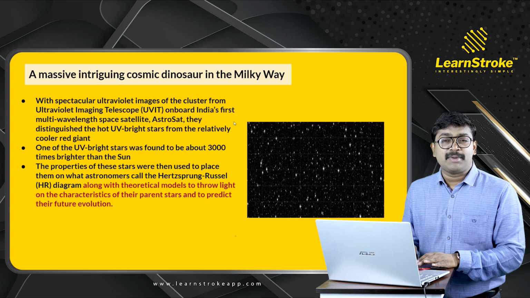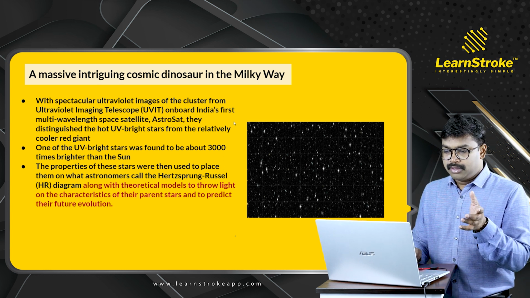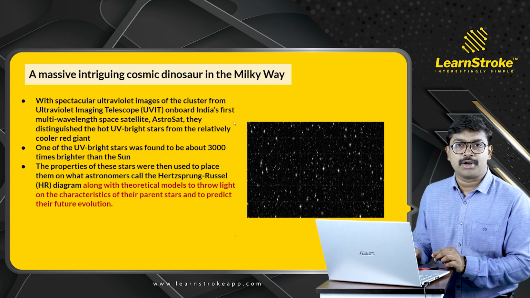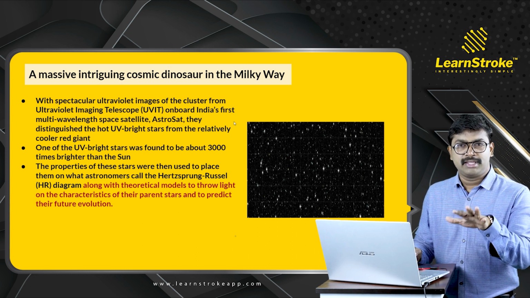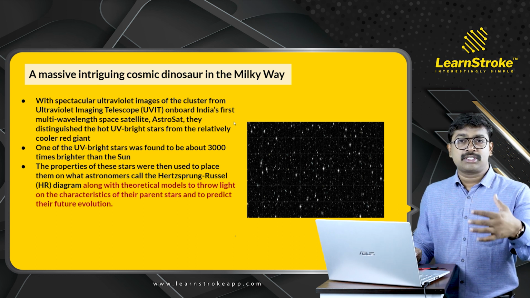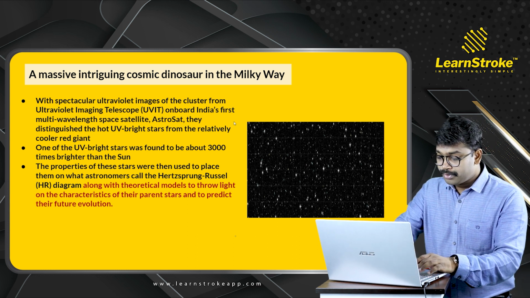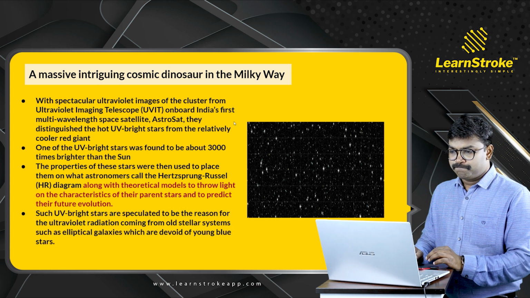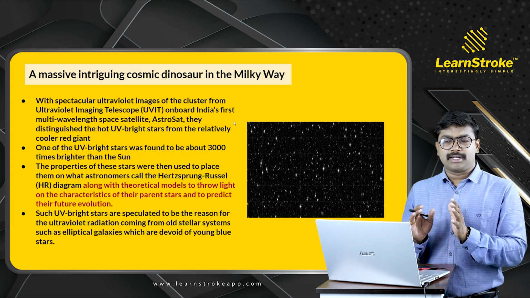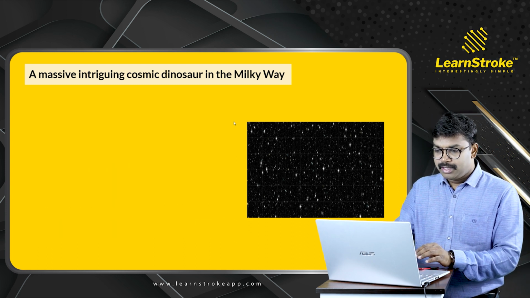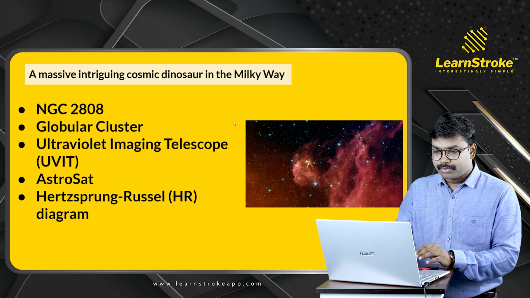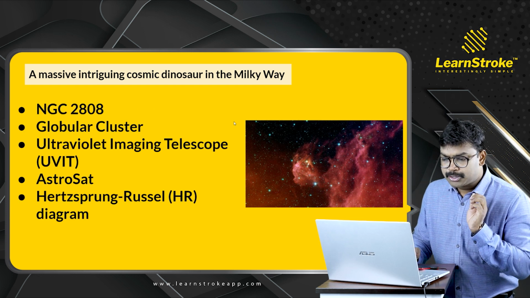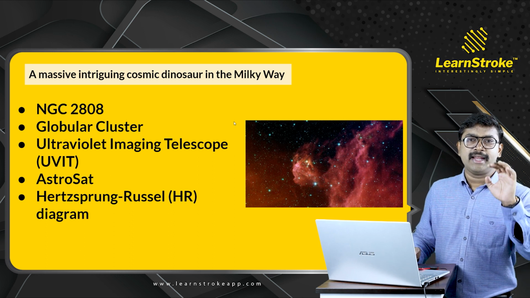So next time if you get a question in the prelims, that the Hertzsprung-Russell diagram appeared in the news, it is related to what? It is actually related to the Milky Way galaxy. You can study about the stars, evolution, etc. So these are the important points which we said. I think now you have an important idea regarding what you mean by NGC, globular cluster, UVIT, AstroSat, and Hertzsprung-Russell diagram. So all this appeared in the current affairs.